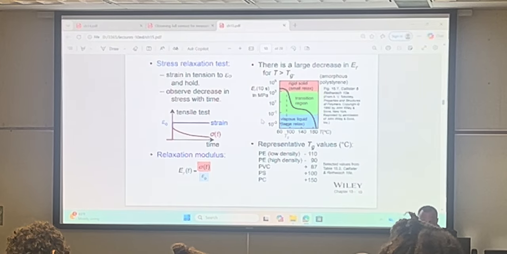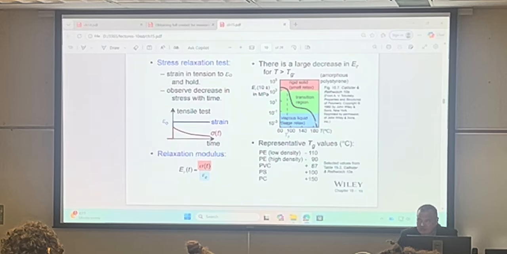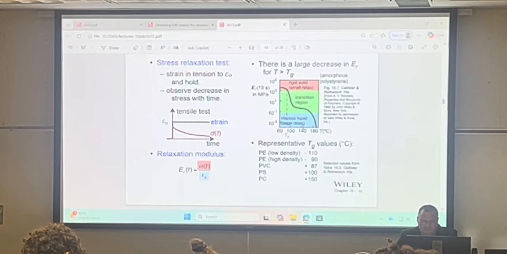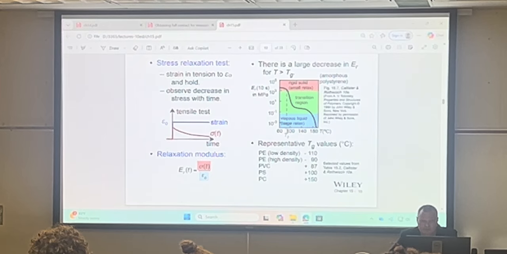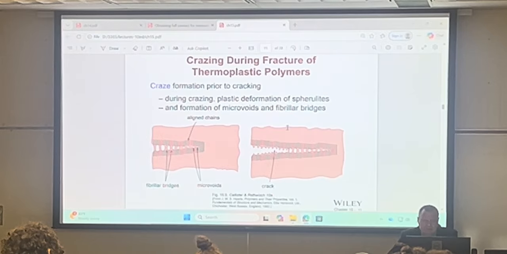And then if we look at this parameter versus temperature, then we have the rigid solid, transition region, and the viscous liquid region once it's completely in the liquid state. So up to 190 degrees centigrade, where the glass transition temperature is maybe about 80 degrees centigrade. So one of the main important parameters for any kind of plastic is the glass transition temperature. There are ways to deal with that.